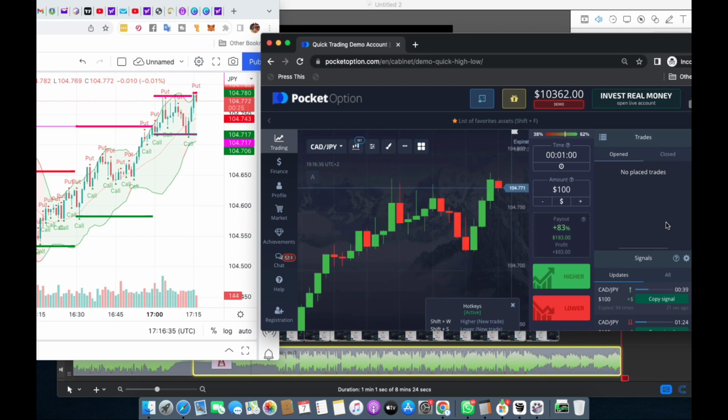In my next video, I'll also be doing this on IQ Option. You guys may be wondering, we're always showing Pocket Option. What about IQ Option? Does this work there as well? I'll be showing you in the next video.